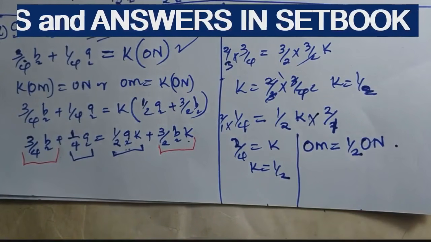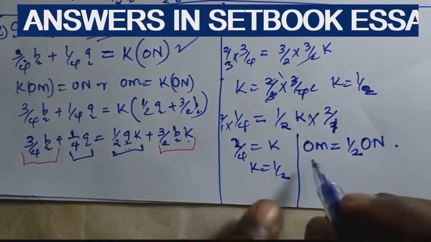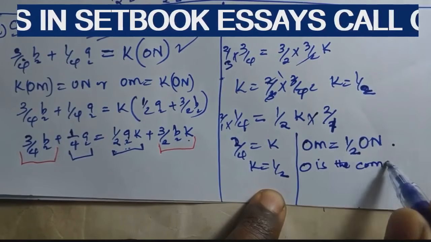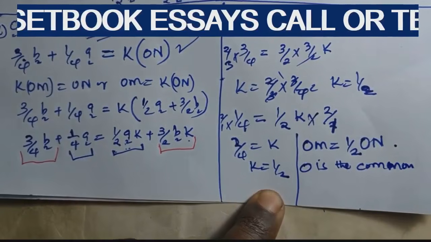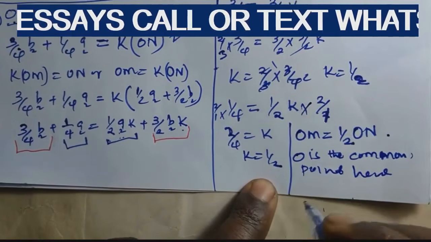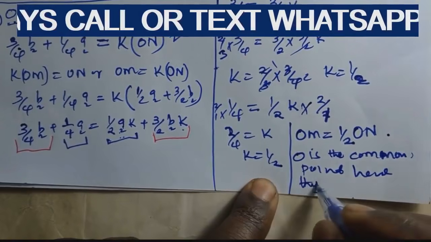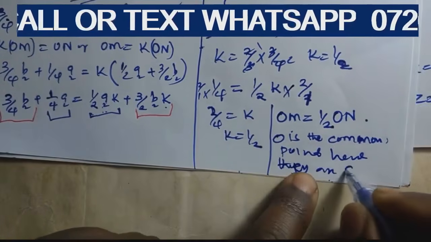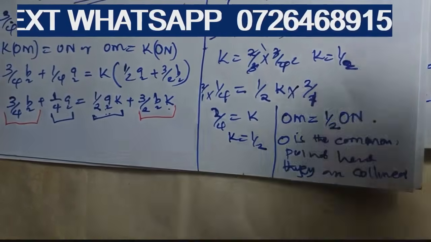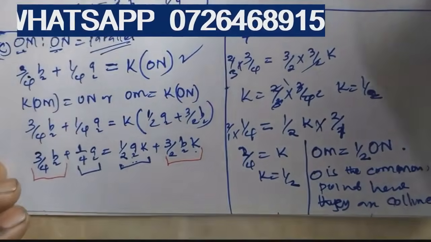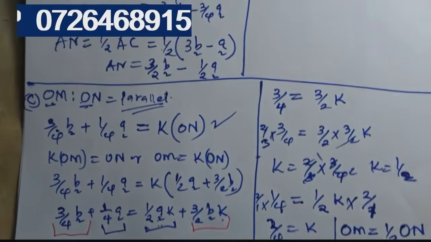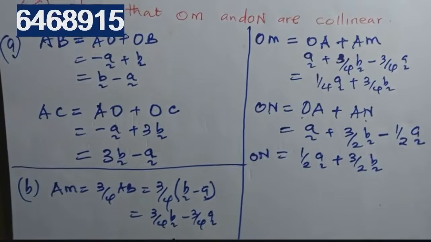Now the final thing is to say that O is the common point. Hence they are collinear. So to show collinearity, you need to show that they are parallel, you can express one in terms of the other, and they are sharing a given point.